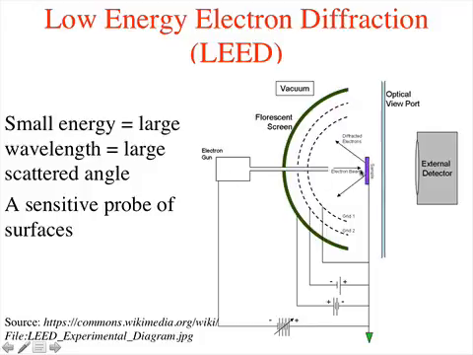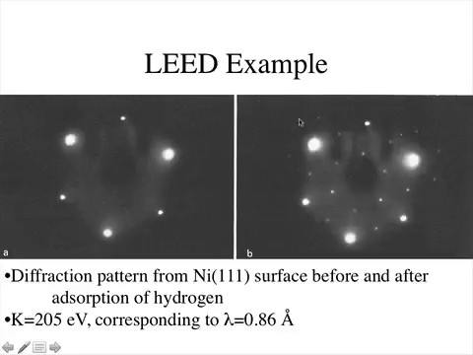You have some kind of surface like a metal or a semiconductor or something like that. You direct electrons on, you see what comes off, and as you can see here, this is the nickel 111 surface with and without hydrogen adsorbed, and so you're actually looking at how the top layer of atoms are rearranged. So this is a standard technique in surface science when you're looking at surfaces of things like metals.